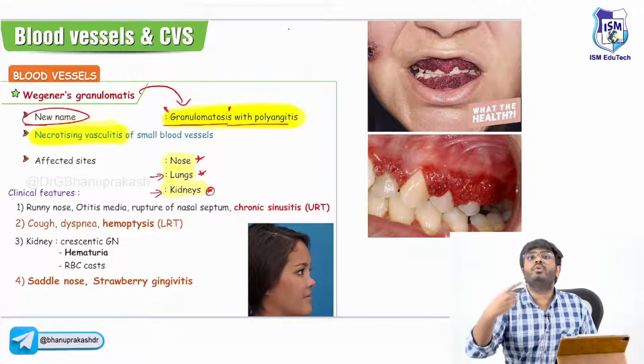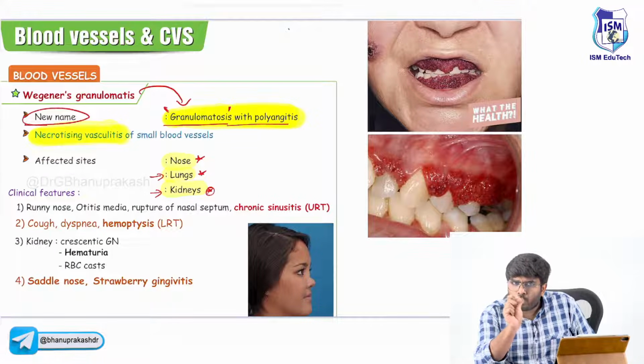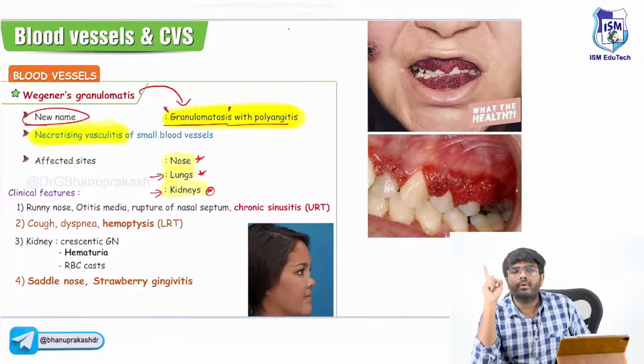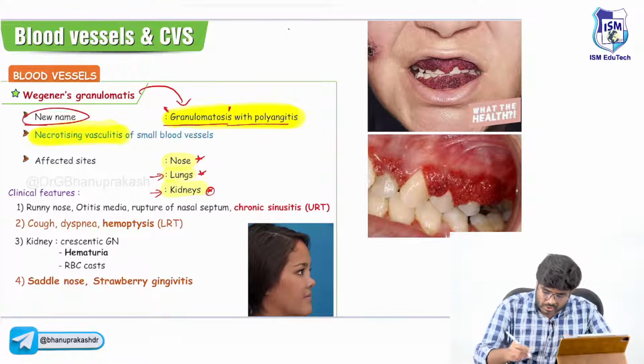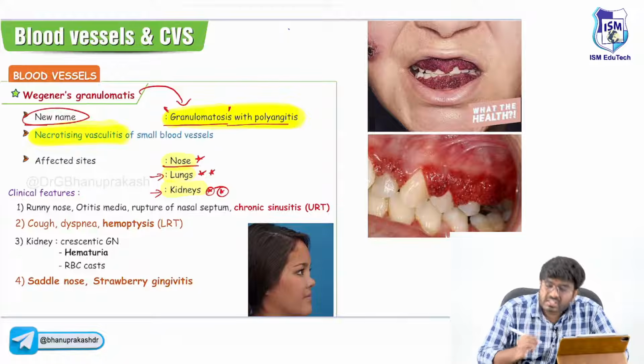This same hemoptysis and hematuria is also seen in Goodpasture syndrome. There is a lung pathology we will study. Whenever you see this combo, hemoptysis and hematuria, 99% of the students will think about Goodpasture syndrome. But not only in Goodpasture syndrome, even in Wegener's granulomatosis, lung involvement will be there, kidney involvement will be there, and nose involvement also.